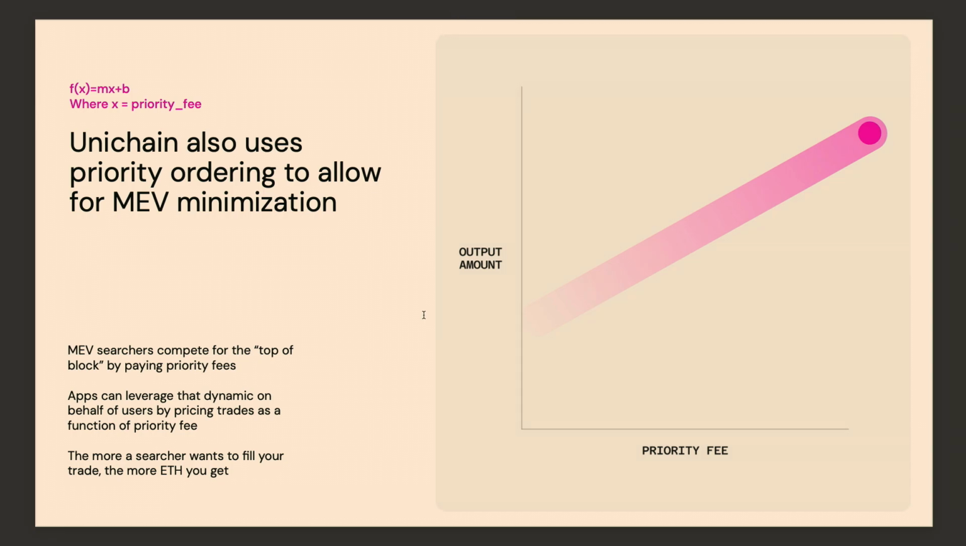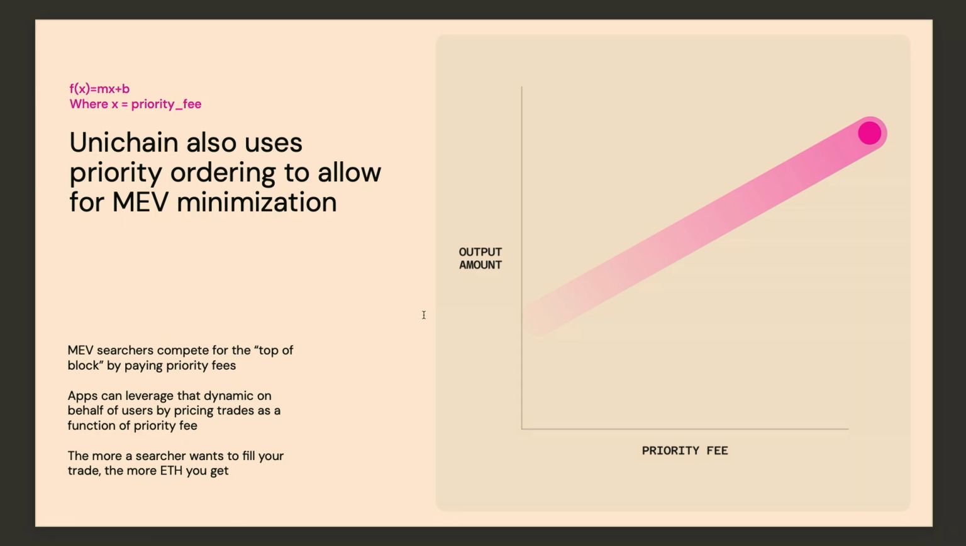Lastly, Unichain uses strict priority ordering to allow for MEV minimization. Priority fees are things that are paid in a transaction that affect where the transaction lands inside of a block. And so they're very important for MEV dynamics. Unichain orders things strictly by priority fee, which is not the same as on other chains. And that opens up a new design space that's very, very exciting.